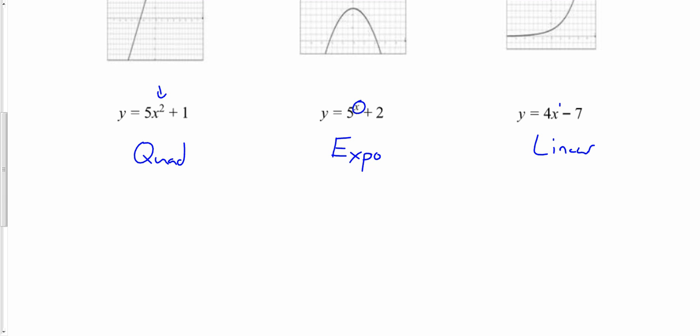So that's a good quick summary of how to look at the difference between a quadratic, a linear, and an exponential relationship.